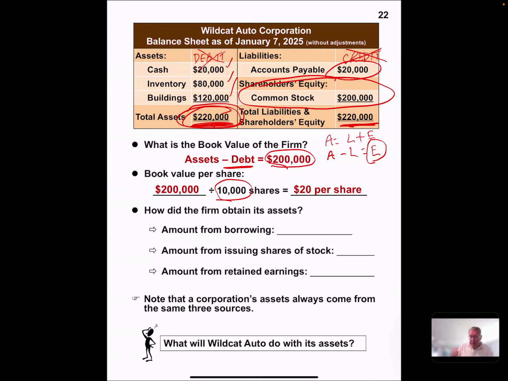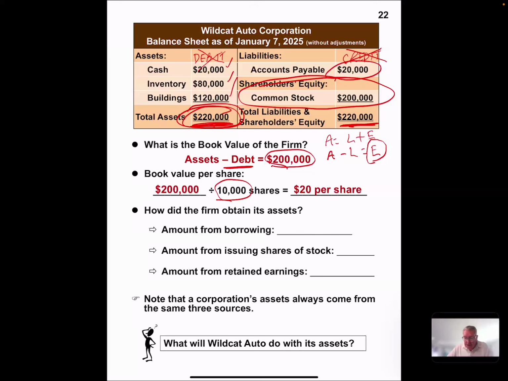All right, this question, how did the firm obtain its assets? You'll be asked this from now until the end of the course. It's just 3 places your assets can come from. They all come from the right-hand side of your equation. So it comes from your liabilities, and it can come from equity. You may recall shareholders' equity has 2 major components. It has common stock, also known as contributed capital, or paid-in capital, and the other part is retained earnings.